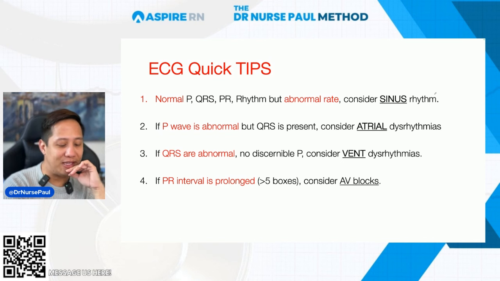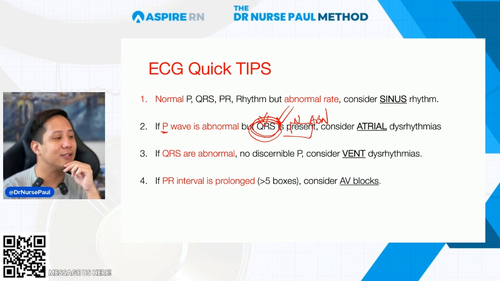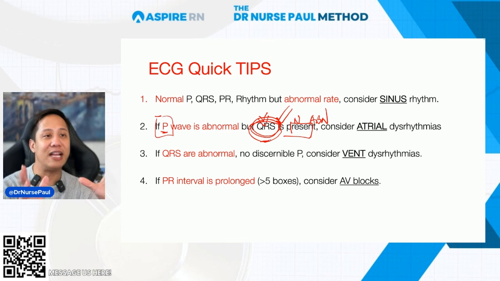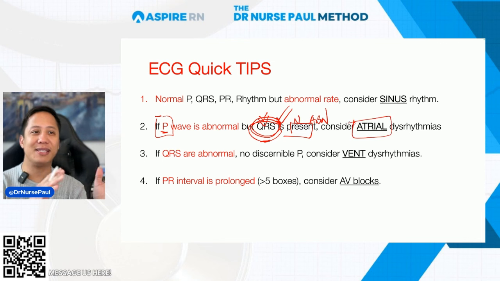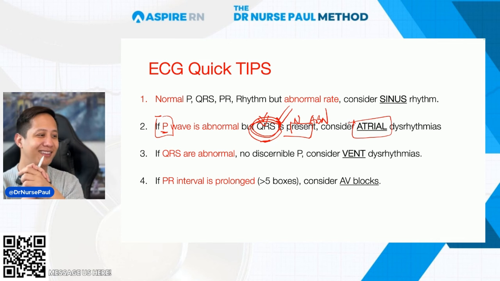Now, what if the P wave is abnormal, but the QRS is present? It doesn't mean it's normal. It could be normal. It could be abnormal. For as long as the QRS is present, the ventricles are pumping. If the QRS is present, the ventricle is pumping. Yes. So that means if the P wave is abnormal, but you still see QRS, then ventricles are fine. The problem is atria. That's why earlier we said P wave is atria. P wave problem, atrial problem. Is that easy to understand?